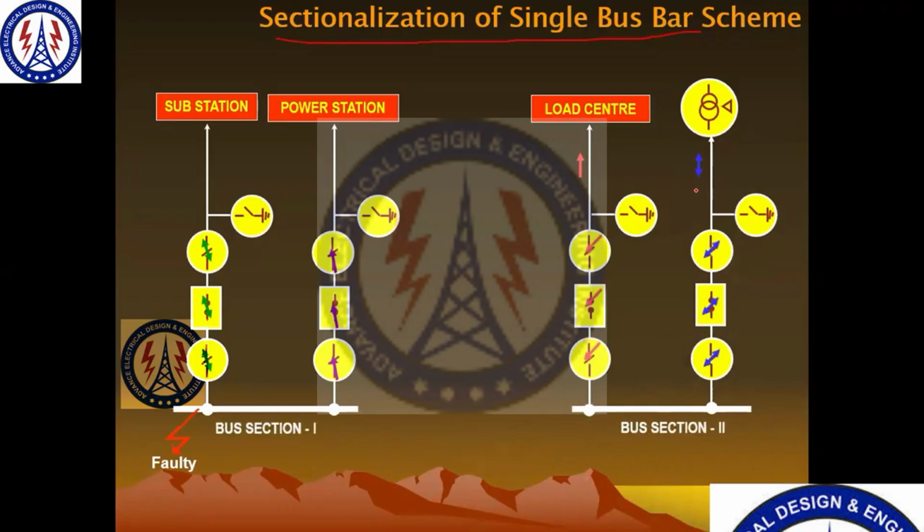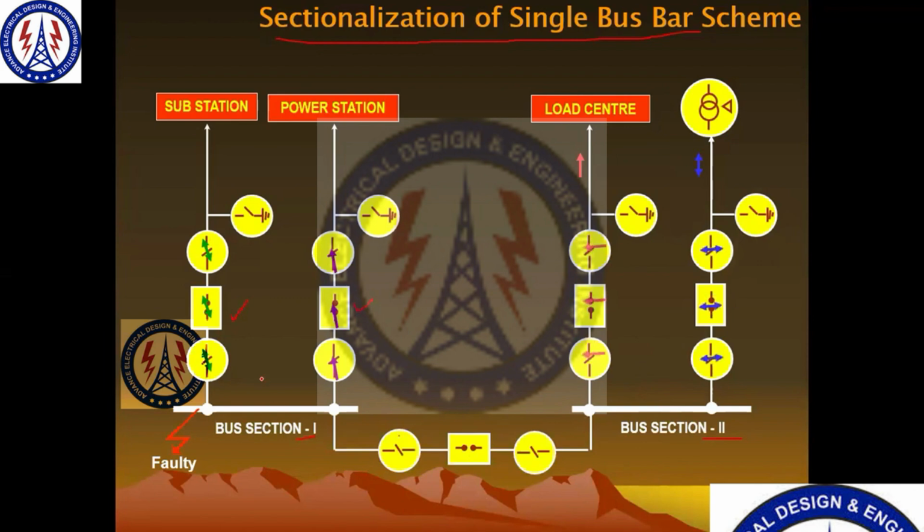So we have divided, we have made two parts. One with bus section one, one with bus section two. So this is working in a healthy condition and this will not work because this is a fault. So these two circuit breakers will get tripped. And here we will connect with again isolator and circuit breaker.